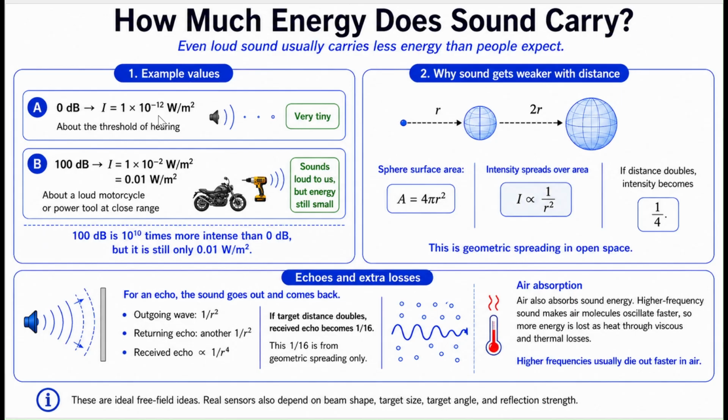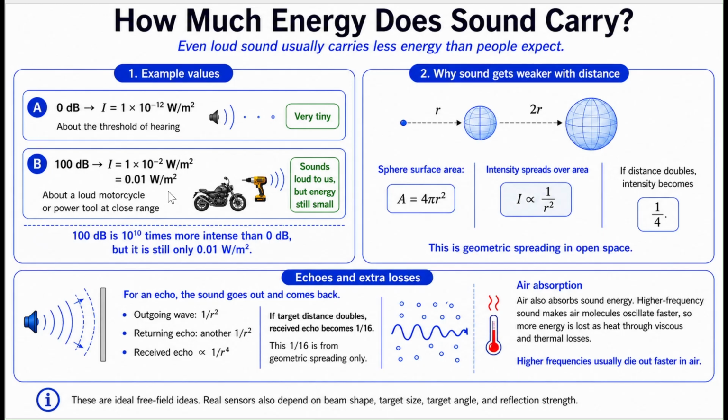Now, if we would go to a loud sound, for example, 100 decibels, okay, 100 decibels is around the sound that a motorcycle up close makes, or a very loud power tool is around 100 decibels. Now, 100 decibels is not 100 times 0 decibels, it's 10 billion times, okay, because decibels is logarithmic, so 100 decibels is 10 to the 10th power, okay? Now, the amount of energy 100 decibels will have is 0.01 watts per meter squared. Again, not a lot of energy, and this is a loud sound.